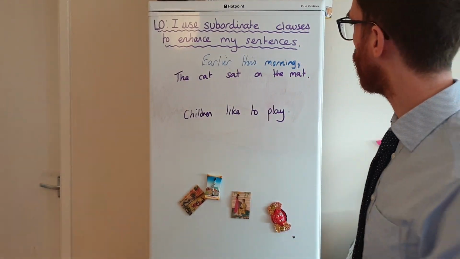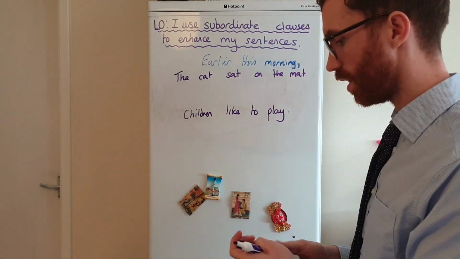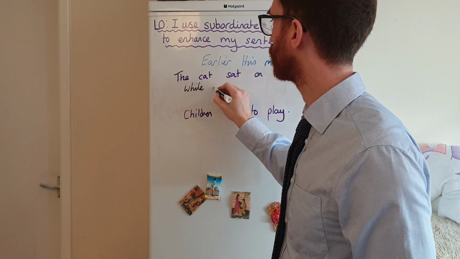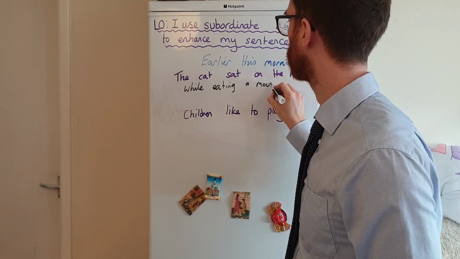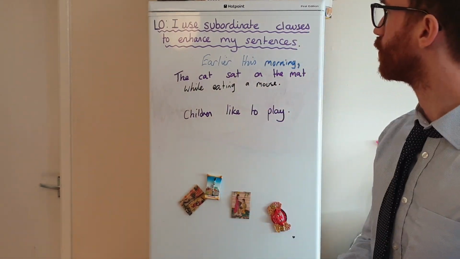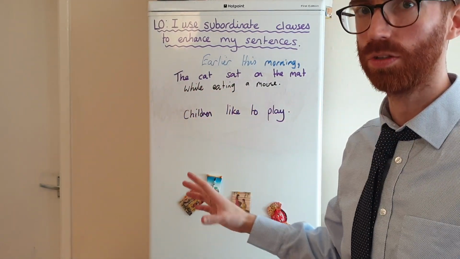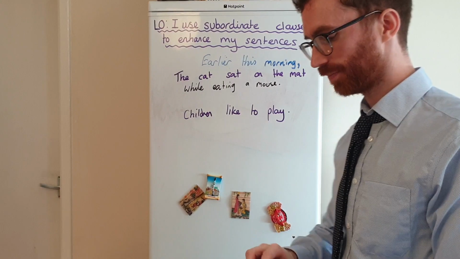Okay? Well, I could tell a little bit more and I could have added something to the end as well, couldn't I? The cat sat on the mat while eating a mouse. Okay? Earlier this morning, the cat sat on the mat while eating a mouse. I've put subordinate clause at the beginning and the end there, haven't I? Children like to play. Okay?